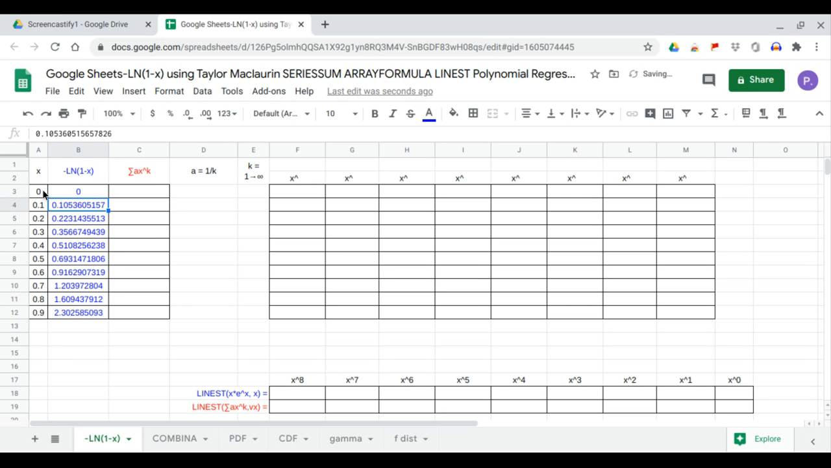And that's our dataset. Next, we generate a Taylor-Maclaurin series sum expansion, where it is the summation of a times x to the power k, where a is 1 over k. And our values of k is from 1 to infinity. So we have 1 to infinity.